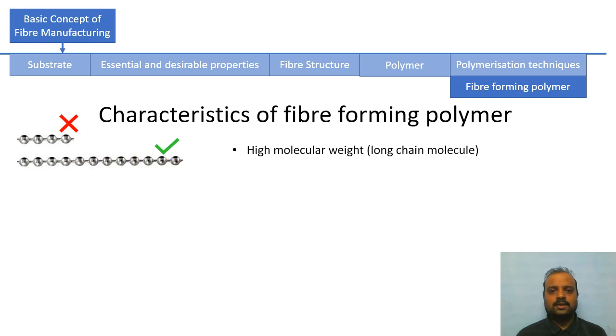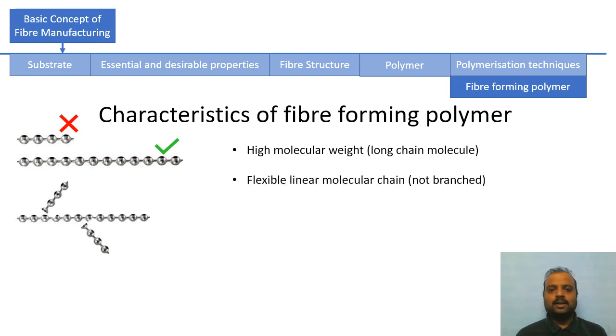So let's understand these characteristics. First characteristic is high molecular weight or long chain molecules. Polymer must have high molecular mass. High mass can be obtained by making the chain long enough. High degree of polymerization can create a longer polymeric chain. So the length of a molecular chain should be in the order of 1000 angstrom. As shown in this figure, the chain should be as large as possible. It should not be short.